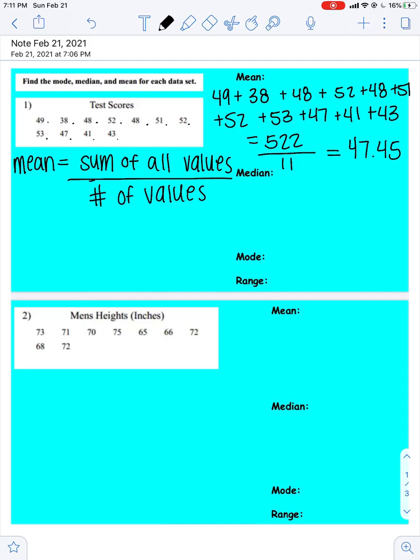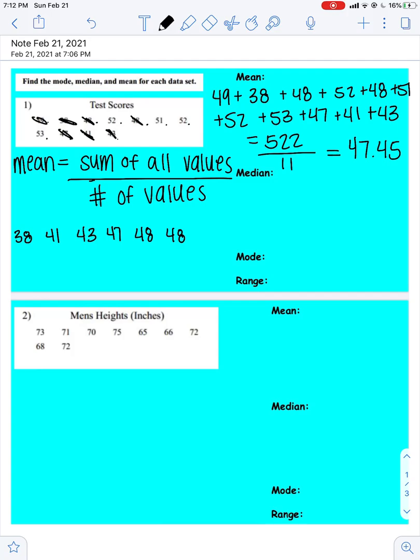To do the median, we have to put these in order from least to greatest. So looking here, 38 is my smallest, and I'm going to make that list right here. So 38. And then the next smallest is 41. And then we have 43. And the next one is 47. And then we have 48, and we have 2 of those. So we're going to say 48, and then 48 again.